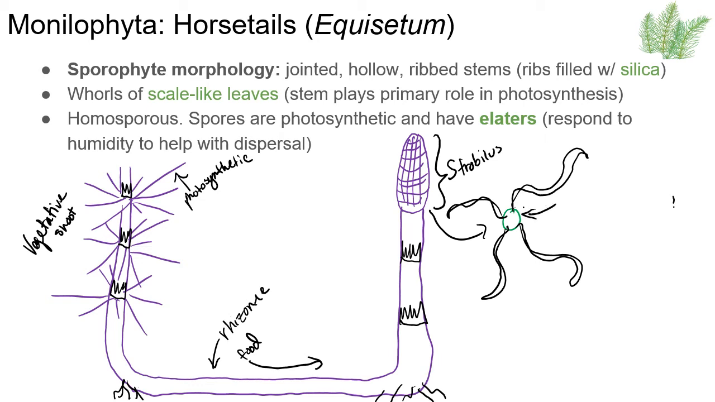And so it's a haploid spore, and it's also a homospore because it's going to grow into a bisexual gametophyte.